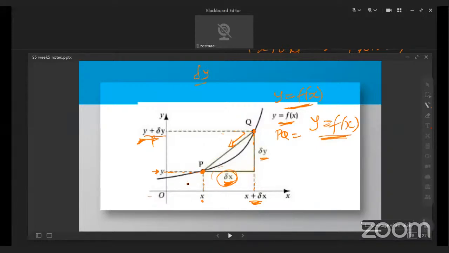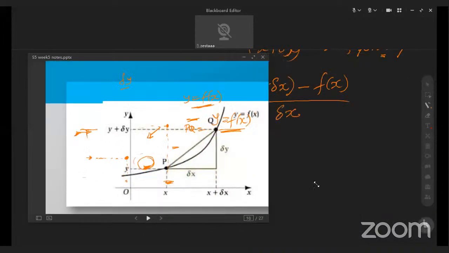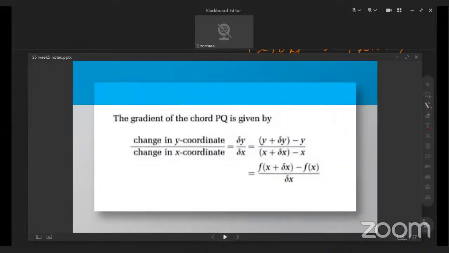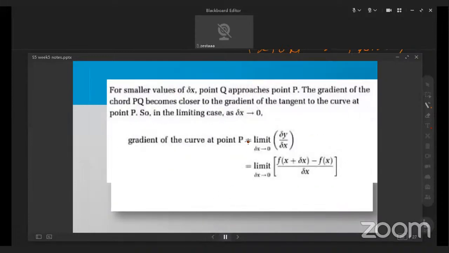As it tends towards zero, then you'll see that your Q is also tending towards what? Towards the P. So that's where we come up with this concept here. This is where we come up with this. I think we've seen it. We've seen this one here.